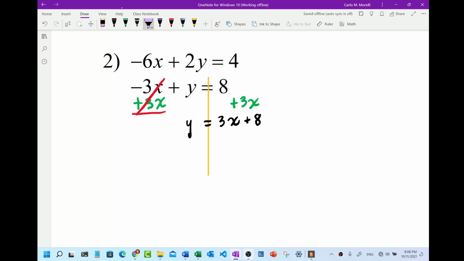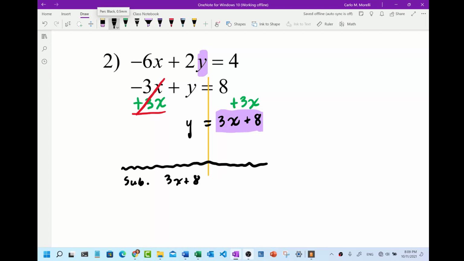So now what we want to do is substitute this algebraic expression right here for this y. We're going to plug that in, in this second phase of the process. So let's say we're going to substitute 3x plus 8 for y in negative 6x plus 2y equals 4. That's what we're going to do right now.